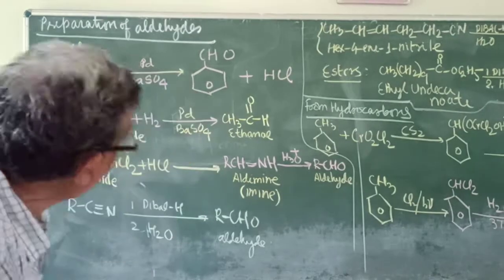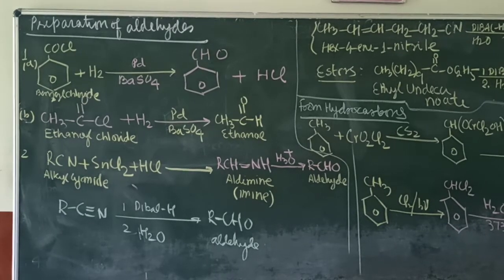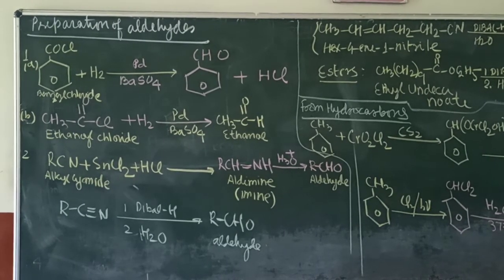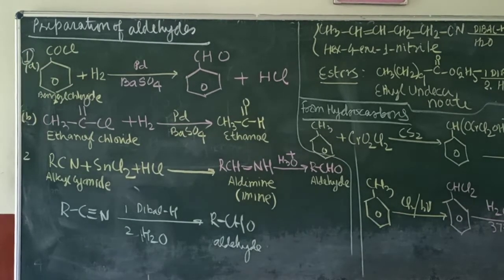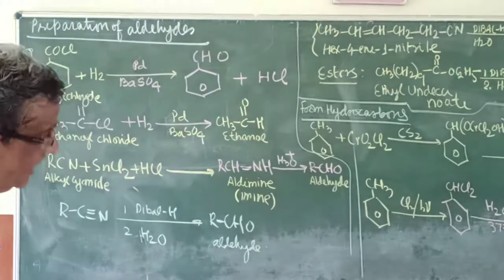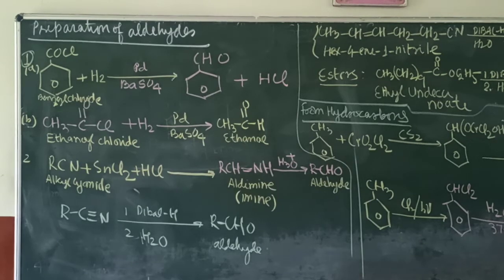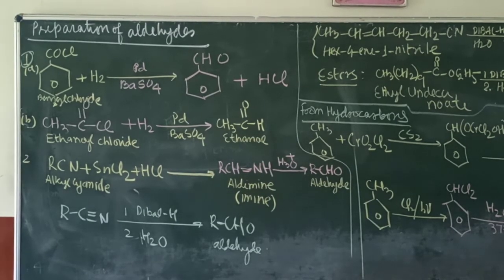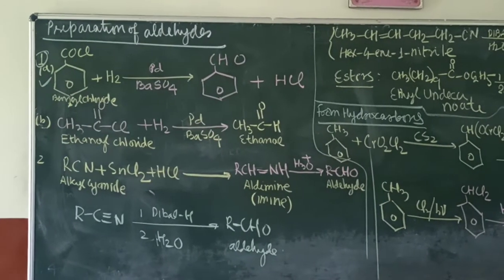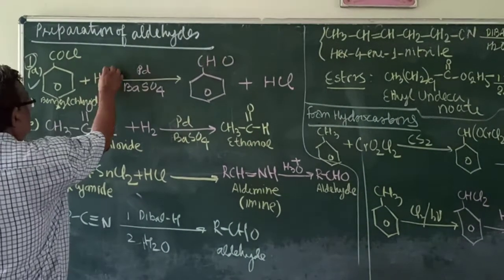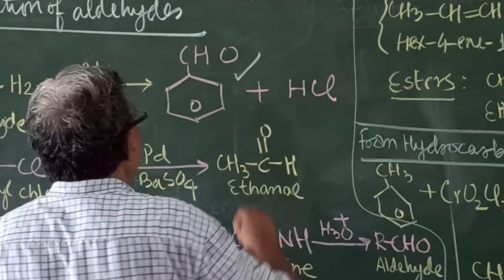Children, now let us start to study how aldehydes can be prepared. Now, aldehydes can be prepared, number one, from acyl chlorides. What do we do here? And remember, acyl chloride, we take the example of benzoyl chloride. We treat it with H2, palladium supported over barium sulfate. We get here benzaldehyde.